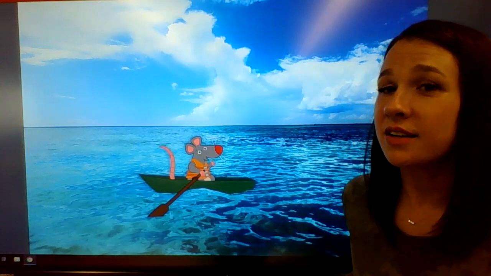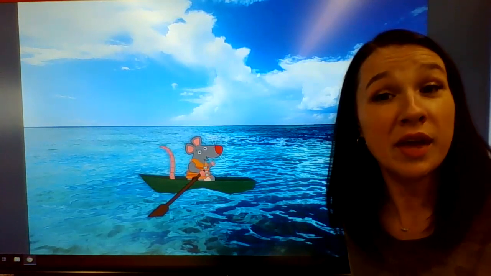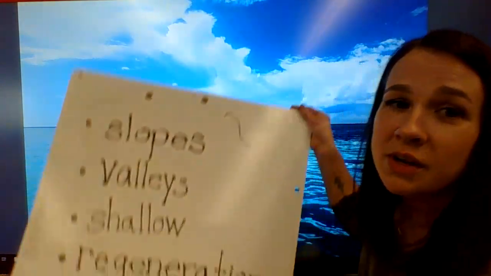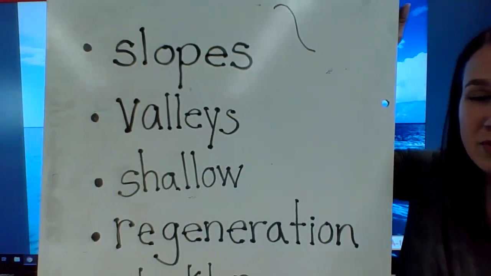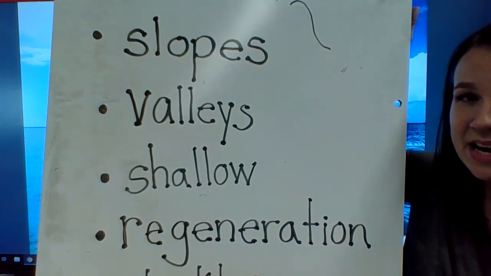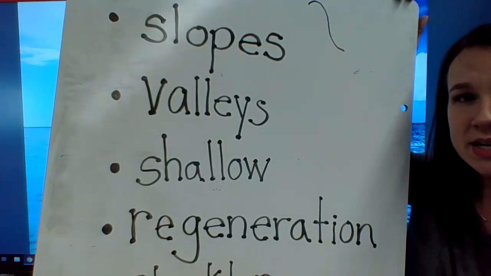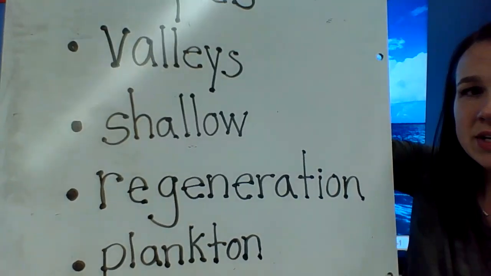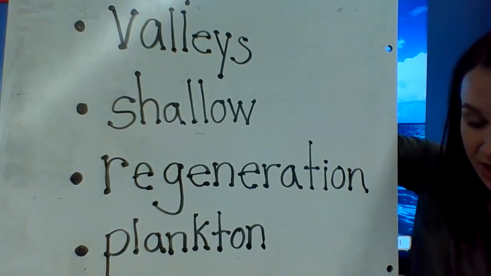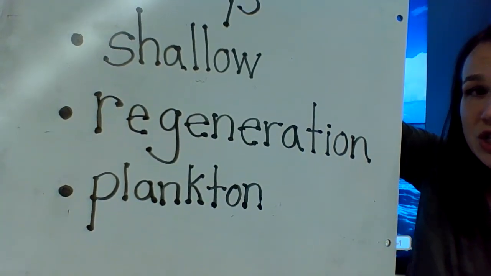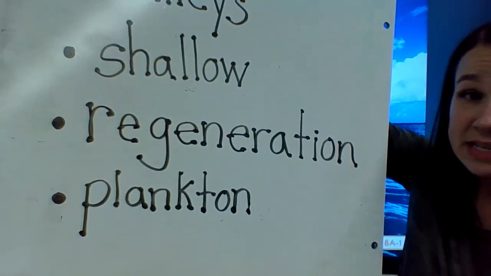First, before we get started in exploring, we're going to go over some vocabulary words that we might come across today. The first one is slopes. If you've ever been skiing, you've been skiing down a slope. If you've ever been down a slide, you went down a slope. So it means downward. The next word is valleys, which means an area where the land is low. The next word is shallow, and that's the opposite of deep.